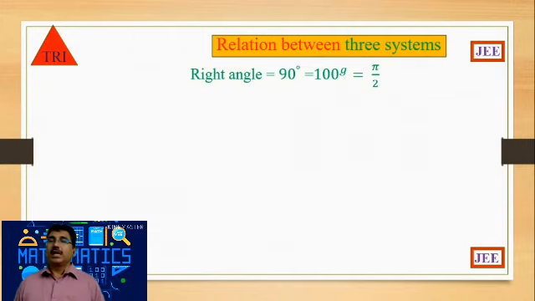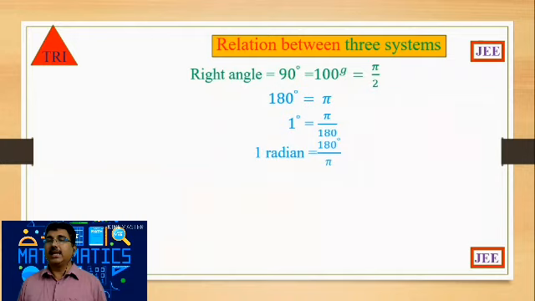Now, a relation between degrees and radians. 180 degrees equals pi radians. 1 degree is equal to pi by 180 radians. 1 radian is equal to 180 by pi degrees.